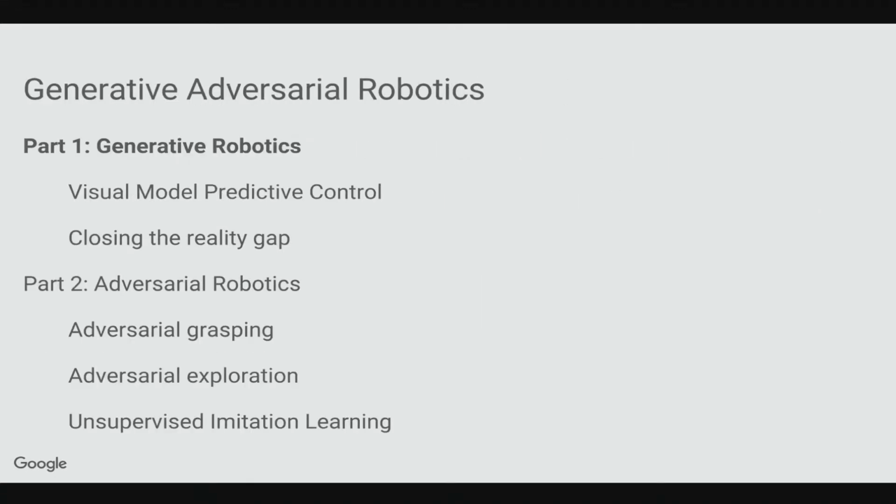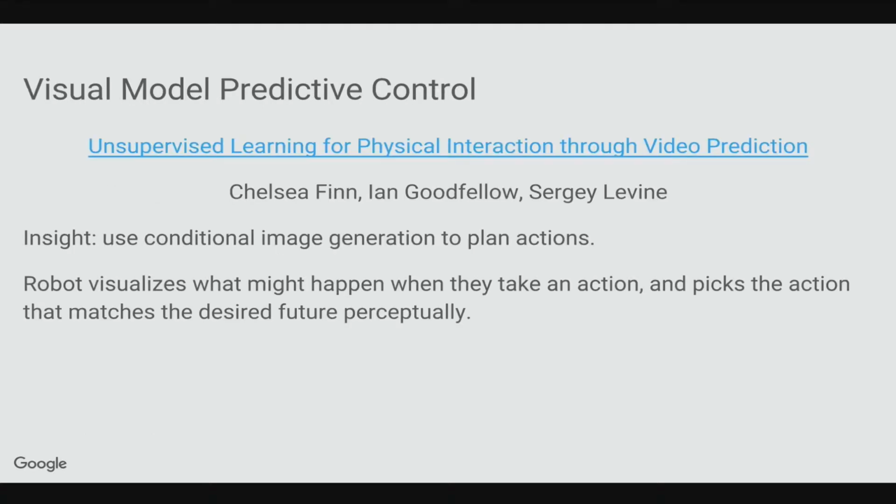So I'm going to talk about what it means to have those generative superpowers now, with some examples of research that have used those capabilities. And then I'll talk a bit about the adversarial aspects and how we can use those. One of the very interesting early recent works is the work from Chelsea, who's going to be speaking later, on visual MPC, right? The insight there was to use conditional image generation as a way to plan actions. So the robot essentially visualizes what might happen if they do X, and based on the output pixels, decides on which course of action to take.